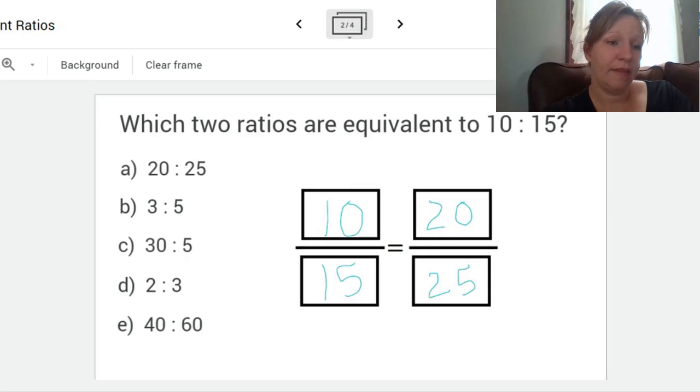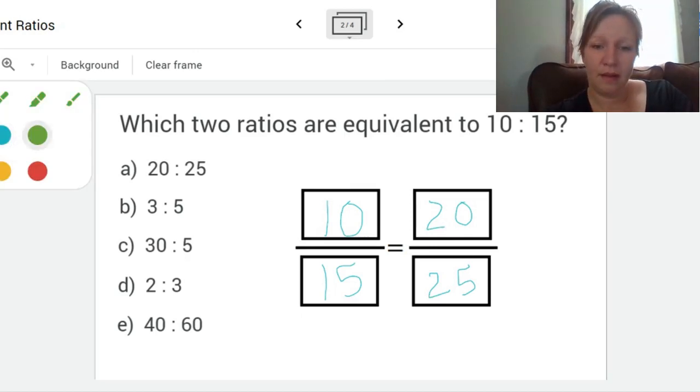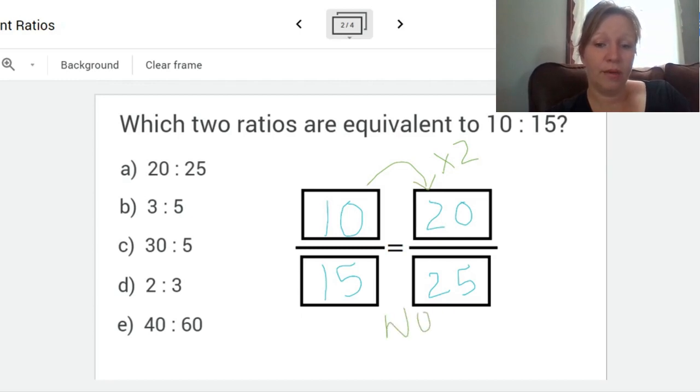Well, I can see on the top, I'm multiplying by 2. And so I'm just going to check the bottom. Am I multiplying by 2? Is 15 times 2 25? And the answer there is no. And so in that case, that is not an equivalent fraction. Let's try the next one.